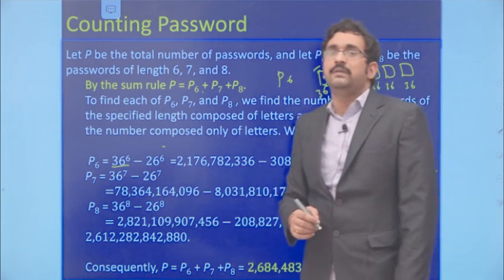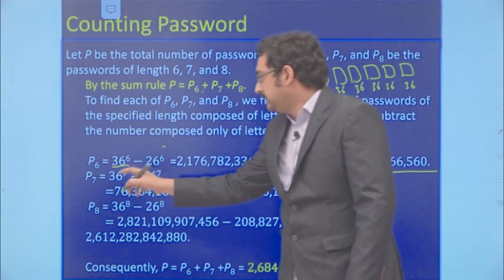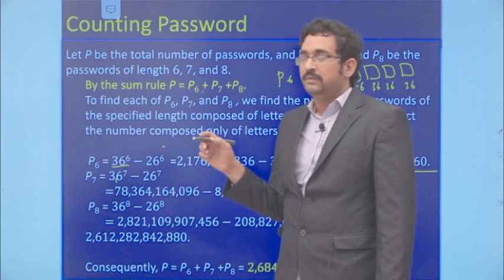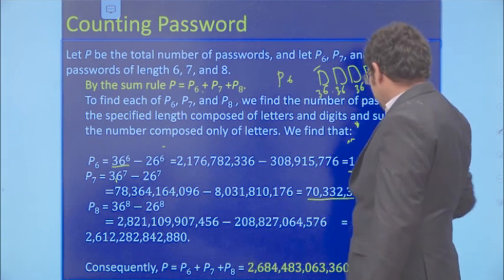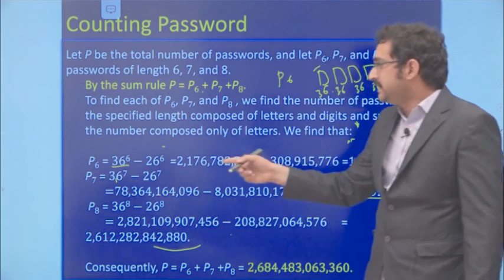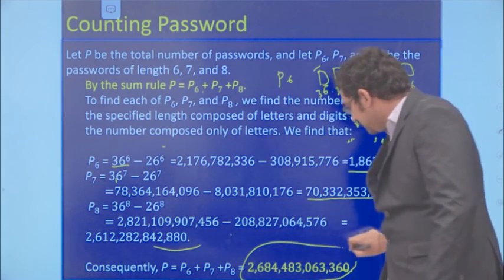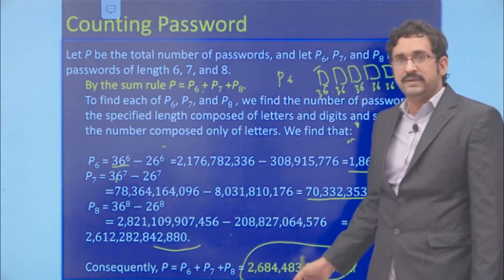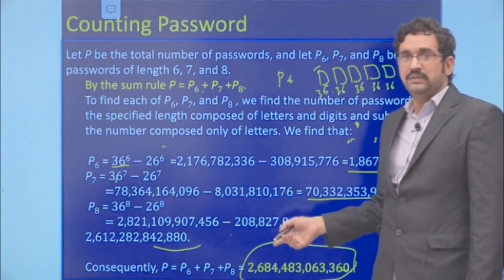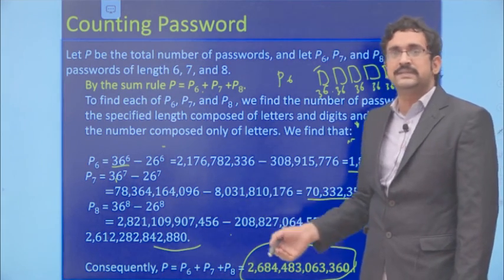Similarly, P7 contains passwords of length 7. So as usual, 36 power 7 minus 26 power 7, we will get this value. Similarly, P8. So P6, P7, P8: if we add all these, then we get the possible number of passwords which have length either 6 or 7 or 8. So for this password counting problem, we are applying the sum rule.